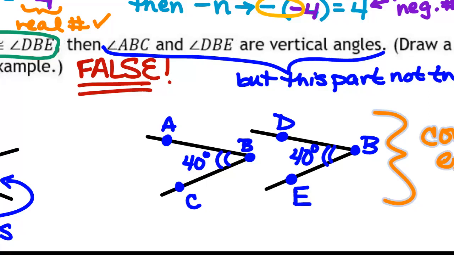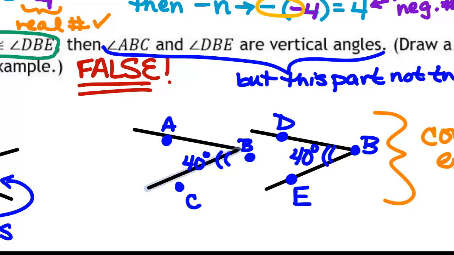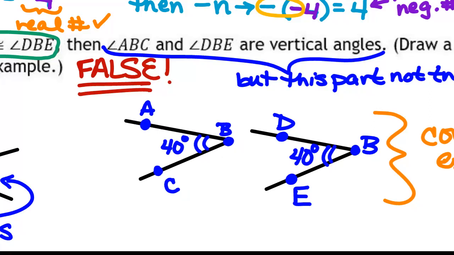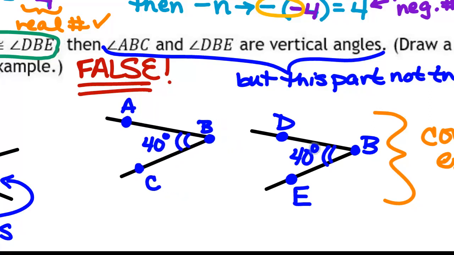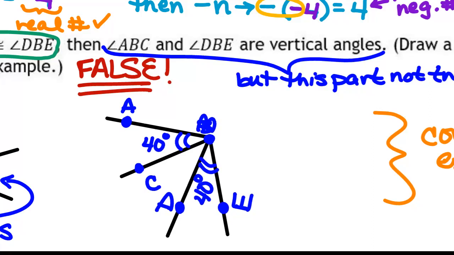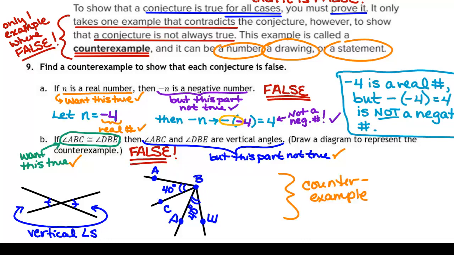I could even take them and give them the same point B. Let's see if I can put these together to make that true. Yes. So I could do this. This is my point B. They share a point B, but they are not vertical angles because I don't have that X.